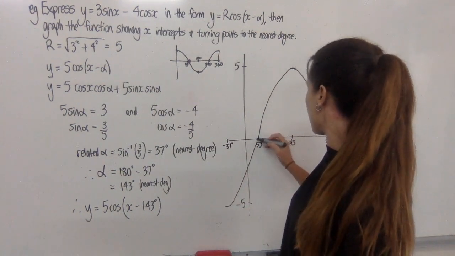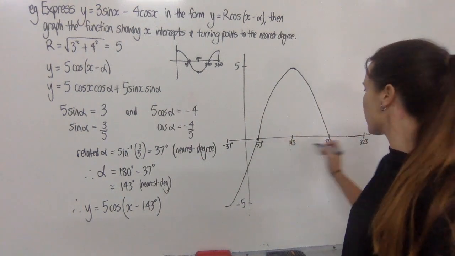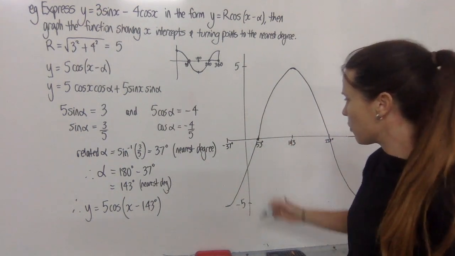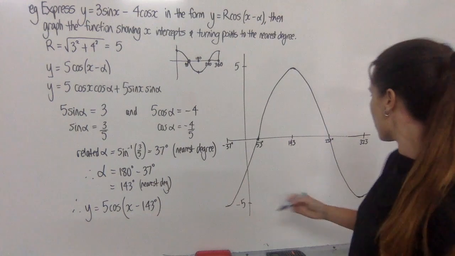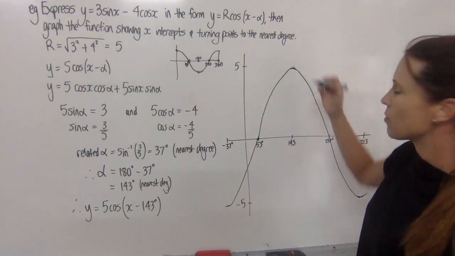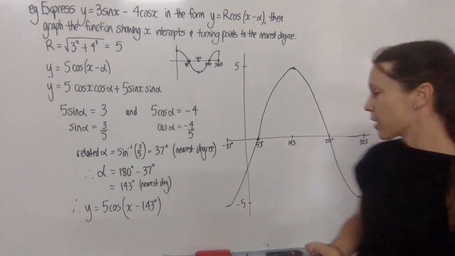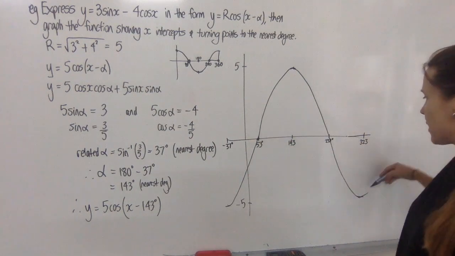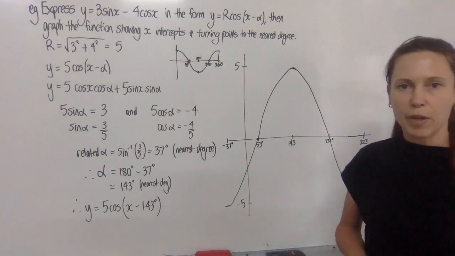Now I have to show x-intercepts to the nearest degree and turning points. So there's minus 37 and here's 143 degrees. So I've done everything that my questions asked for and I've graphed at least one full period of the curve.